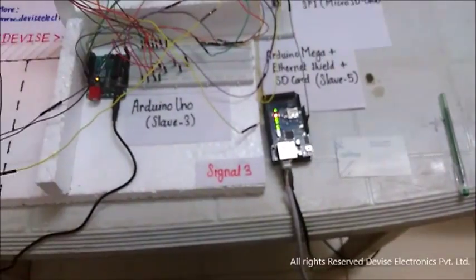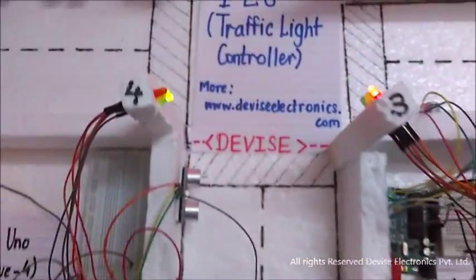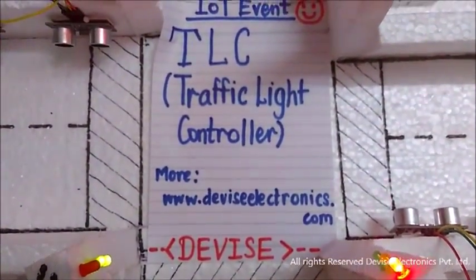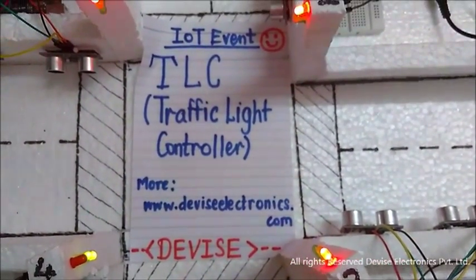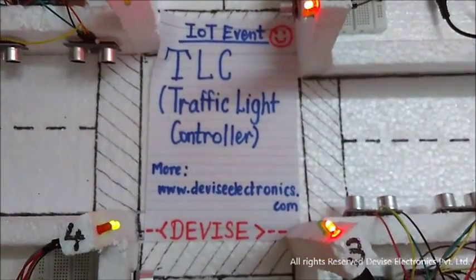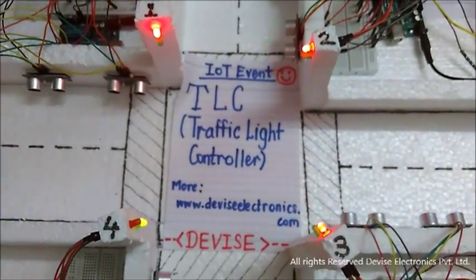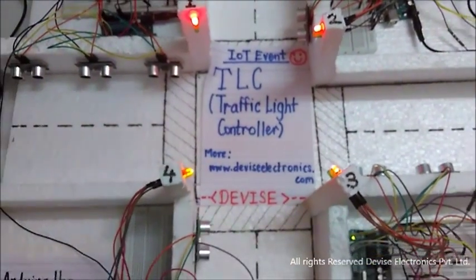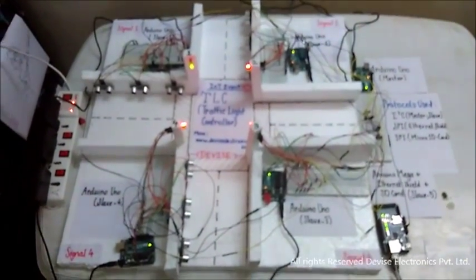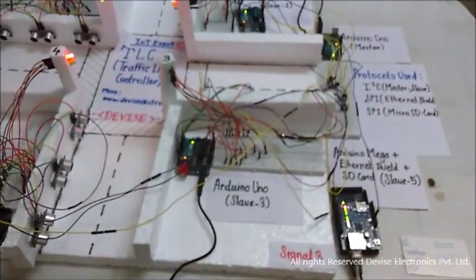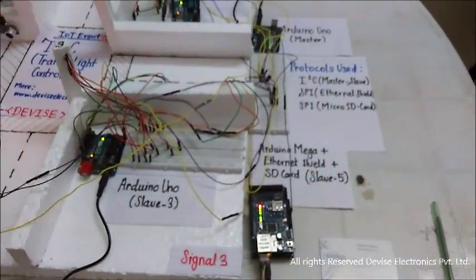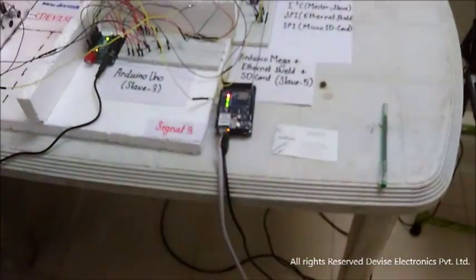Today we'll talk about a traffic light controller. This is a part of an IoT event. IoT is Internet of Things. Here we'll see a huge traffic light controlling system which works on several Arduino boards attached to one slave board and controlled by one master board, and it goes to a PC via an Ethernet cable.